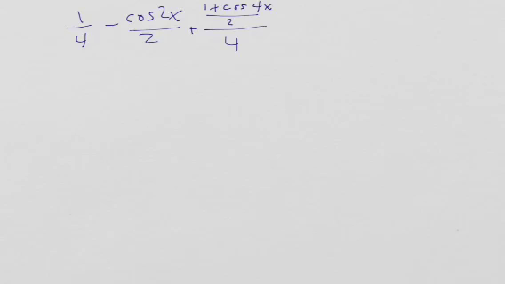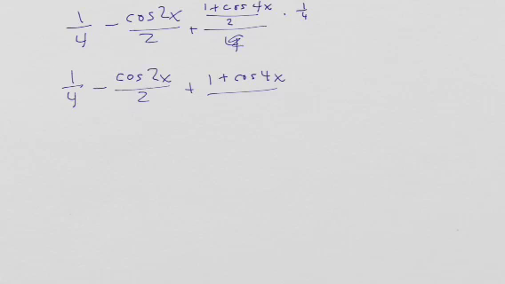So for this third term here, I am going to do the keep, change, flip thing. So I don't have that anymore. I change it to a multiply. So I got 1/4 minus cosine 2x over 2. And now I have this. I have 1 plus cosine 4x in the numerator, because timesing by 1 didn't change anything. And then denominator 2 times 4 now makes 8.